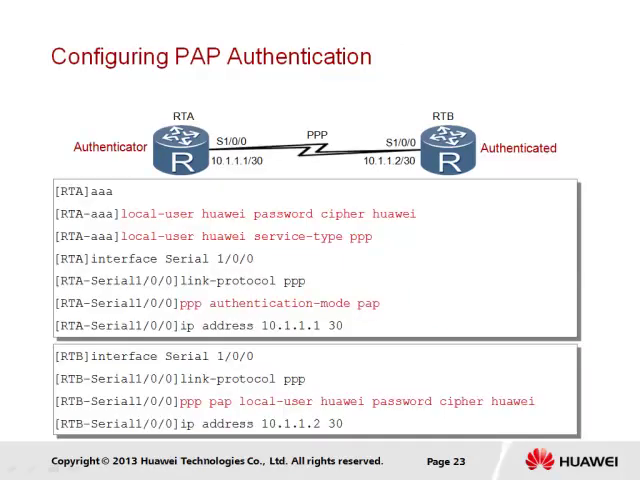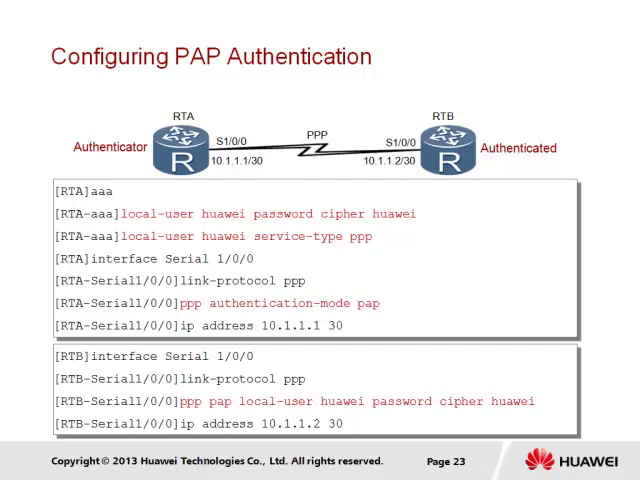The implementation of PAP authentication firstly requires that the authenticator and authenticated devices be determined on the link. In this instance, we have set RTA to operate as the authenticator and RTB to be authenticated. As the authenticator, we are required to firstly set a username and password for the authenticated device using the local-user command, as well as define that the PPP service type is configured for the local user RTB. It is also necessary that we specify that the interface is to support PAP authentication for PPP, and we do this again by using the ppp authentication-mode command followed by the pap parameter.